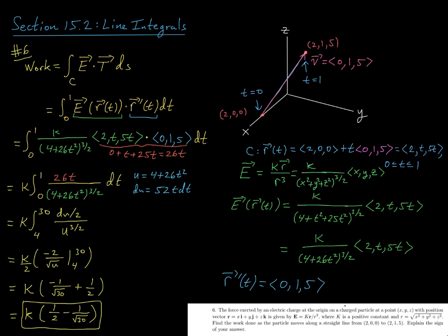As far as explaining the sign of this answer, our electric charge field here is a radial field, so it's pointing directly outwards from the origin. So if I'm moving a particle from, say, the point (2, 0, 0) to the point (2, 1, 5), I'm moving further away from the origin. So it makes sense that this electric field is going to be reinforcing that direction of motion. So that makes sense that this would come out to be a positive work. And that'll do it. Thanks so much.